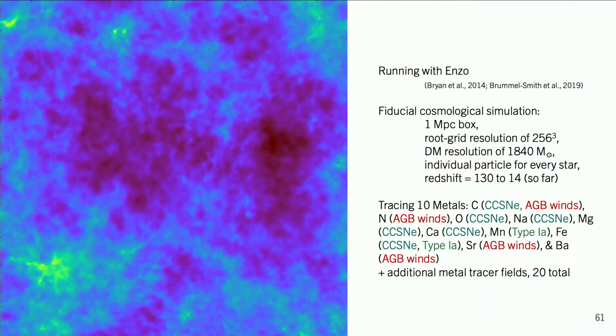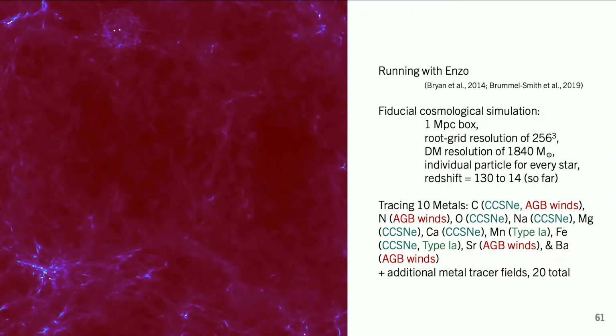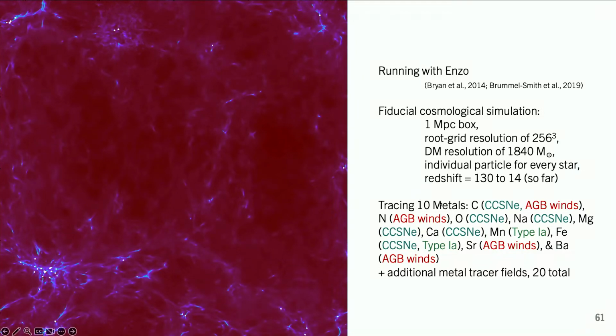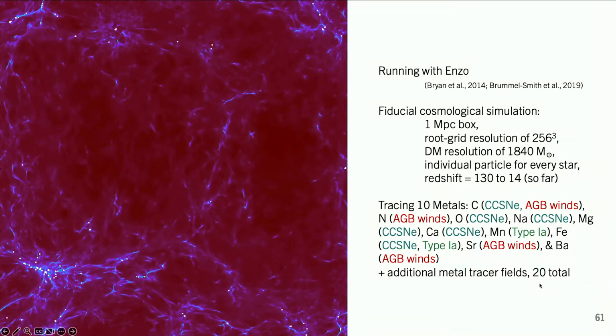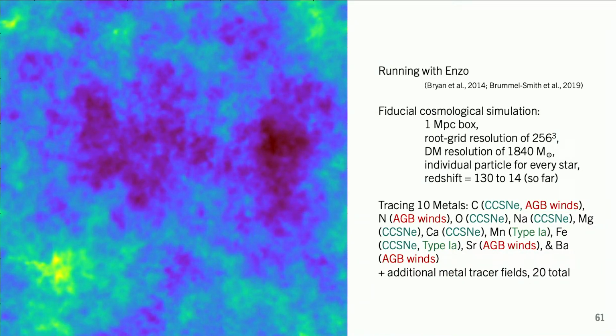I'm not going to get into the technical details unless someone wants to ask me directly. But the one thing I did want to point out on the technical side is that we are tracing a number of different metals plus additional metal tracer fields. So we actually have 20 total metal tracer fields, so that we really are able to get a lot of information on the chemicals.